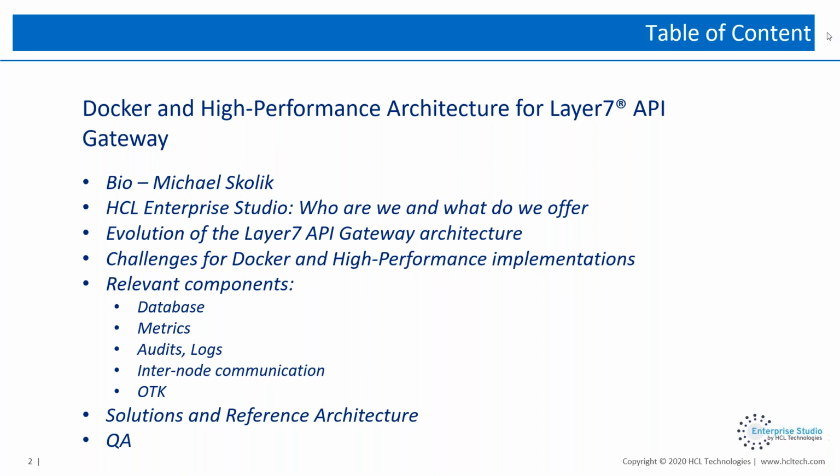So that's my agenda for today. The topic is Docker and high performance architecture for the Layer 7 API gateway. I would like to introduce myself and the company I'm working for, because after CA was dissolved, there's some confusion about who we're working for. Then I want to take you a little bit back to talk about the evolution of the gateway and why we got to this architecture that I will be presenting. That includes challenges for Docker and high performance implementations. And we'll talk about the relevant components, which are mostly database, metrics, audits, logs, internode communication, and OTK. And then I'll show you the reference architecture, which is a logical architecture. It can be implemented in many ways.